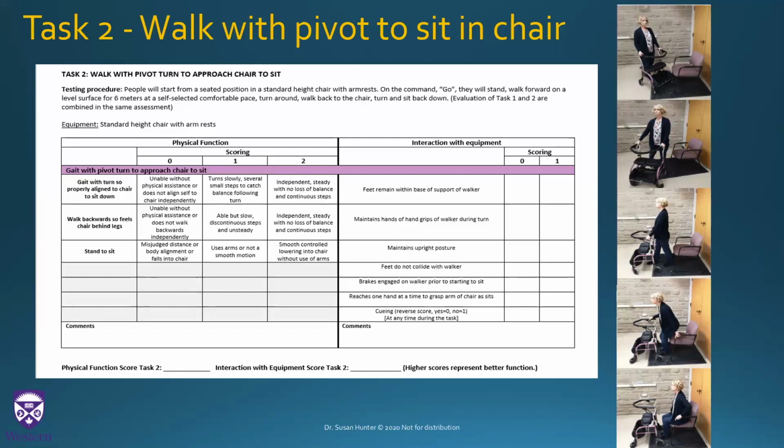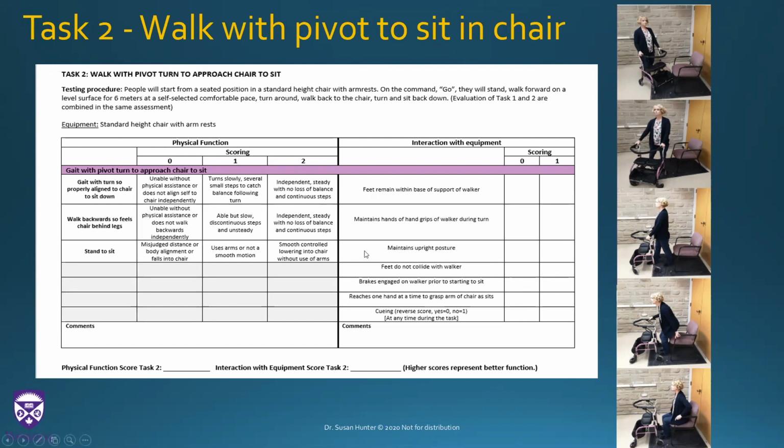And then we look at actually how they're able to lower themselves into the chair. If they have smooth control lowering into the chair without use of arms, then they get full marks. If they use their arms or it's not quite a smooth motion, then there's part marks. But if they misjudge the distance or body alignment, or they just plop into the chair, then that is indicative of lower extremity muscle weakness. Then we're looking at giving them 0 scores.